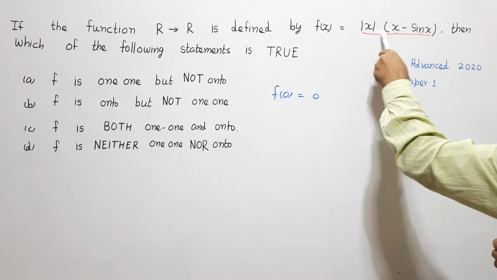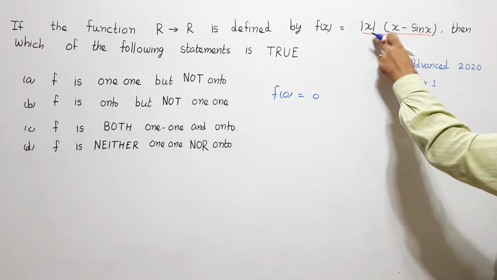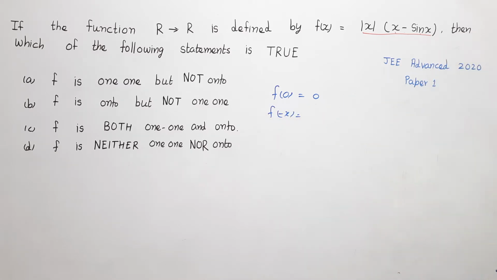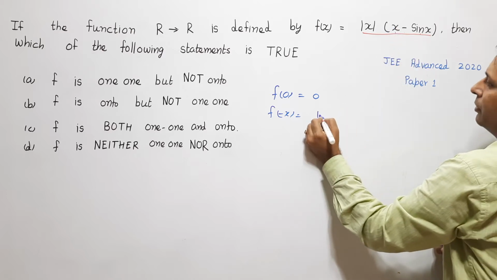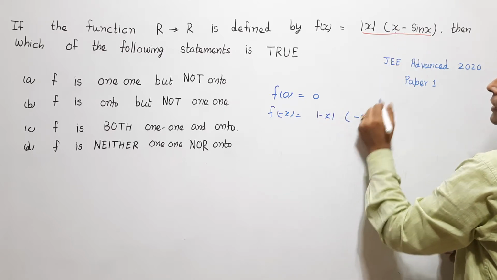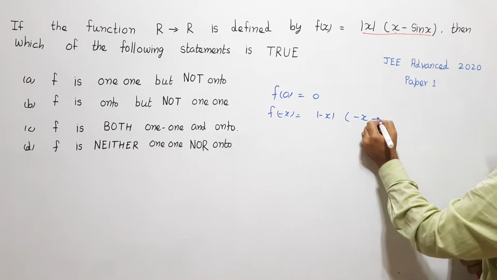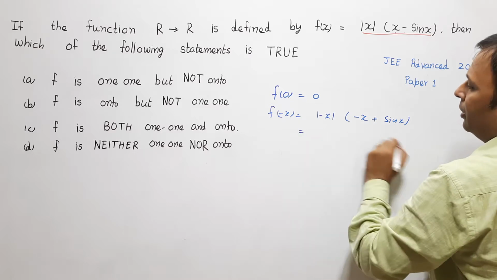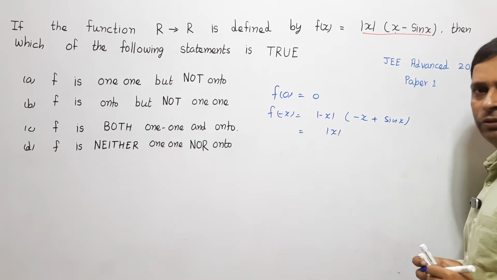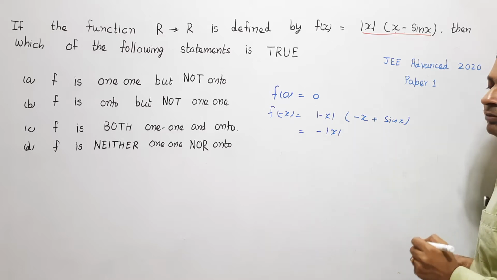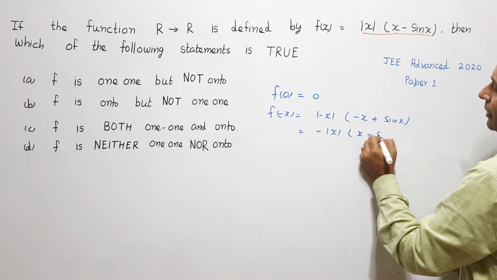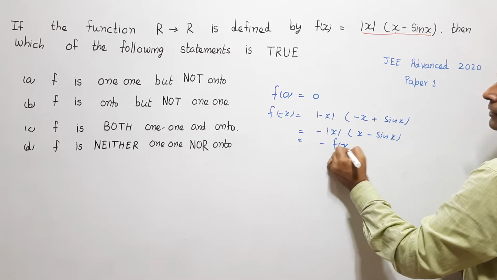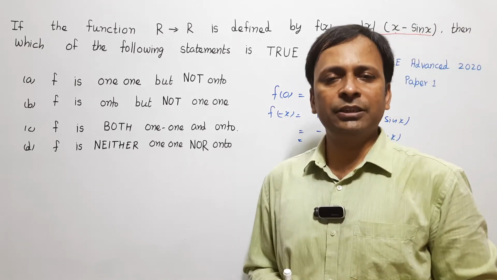Now what will happen when I replace x by −x? That means what is f(−x)? This will become |−x| multiplied by (−x − sin(−x)), which becomes +sin x. So |−x| is the same as |x|, and from this bracket, if I take −1 common, I will get (x − sin x).